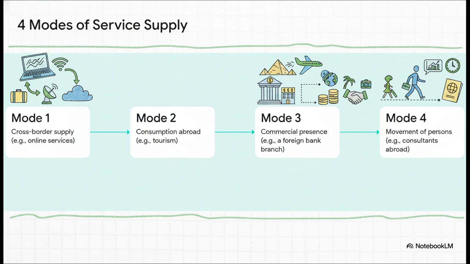Mode 1 is cross-border, like online consulting. Mode 2 is consumption abroad, think tourism. Mode 3 is setting up a commercial presence, like a foreign bank opening a local branch. And Mode 4 is the movement of people, like a consultant traveling to work with a client on site.